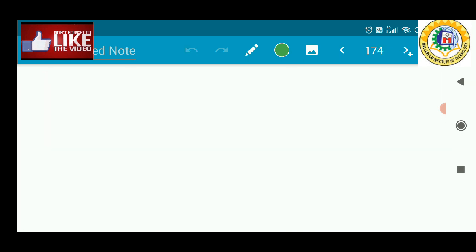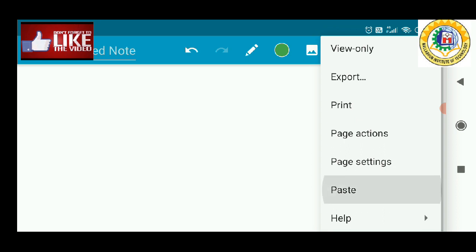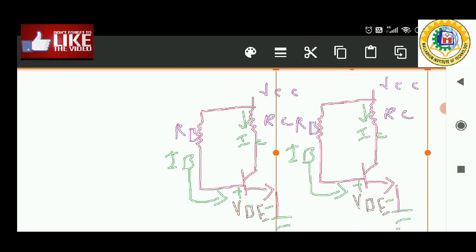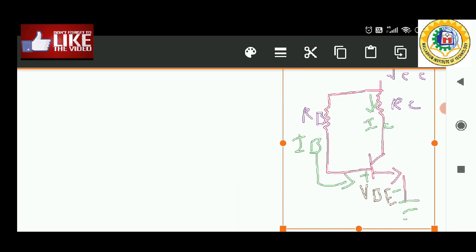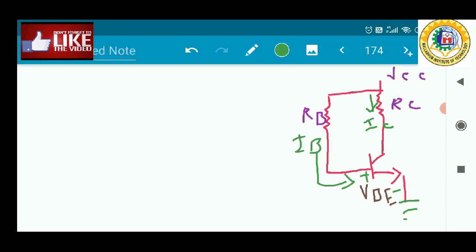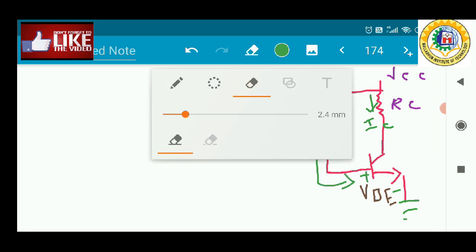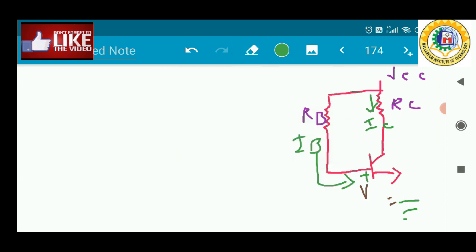So for that purpose I am redrawing the circuit here, and one thing will change. We have to connect a resistance at the emitter section. So this is the resistance. That resistance is called the emitter resistance, RE.